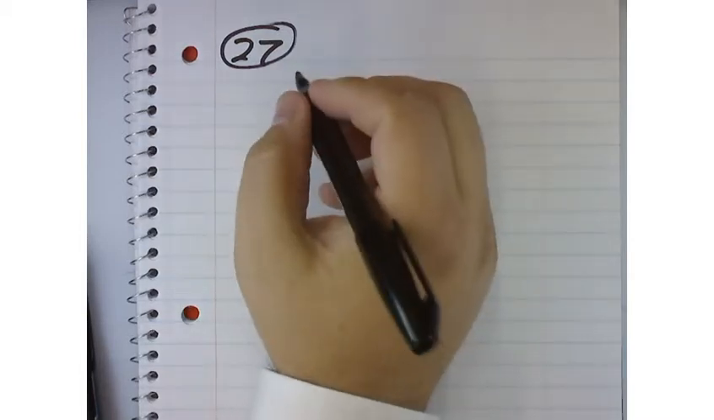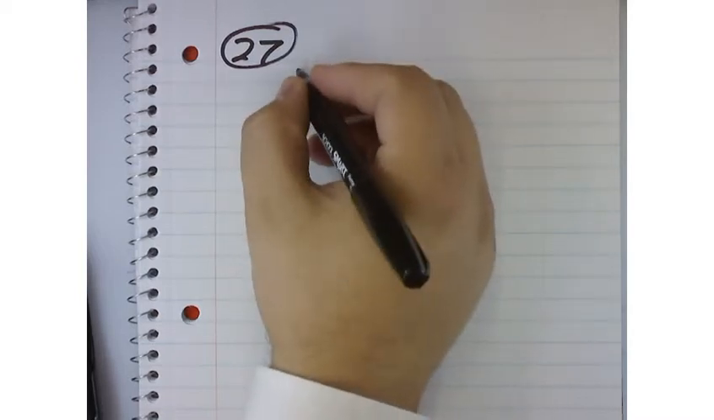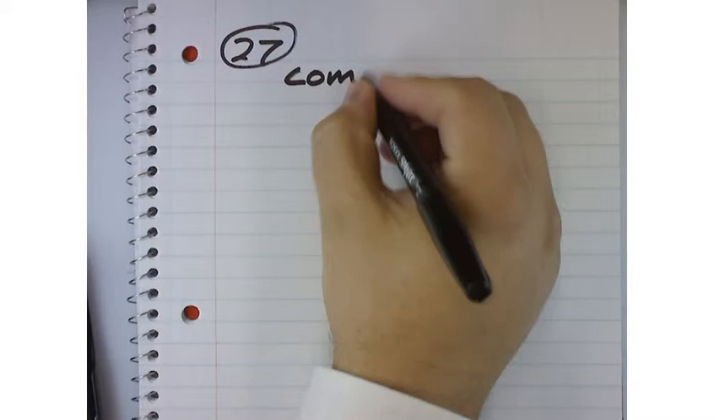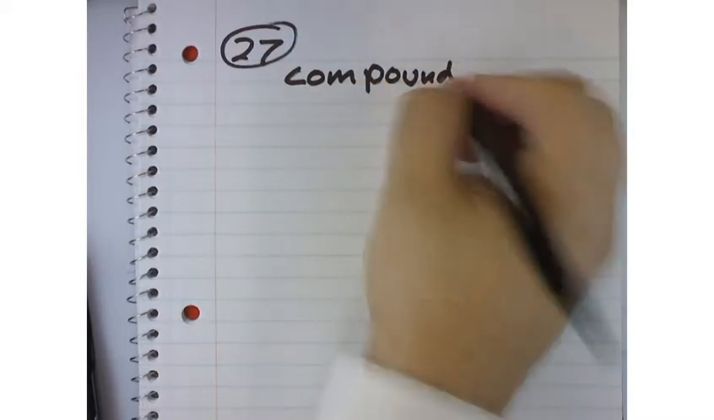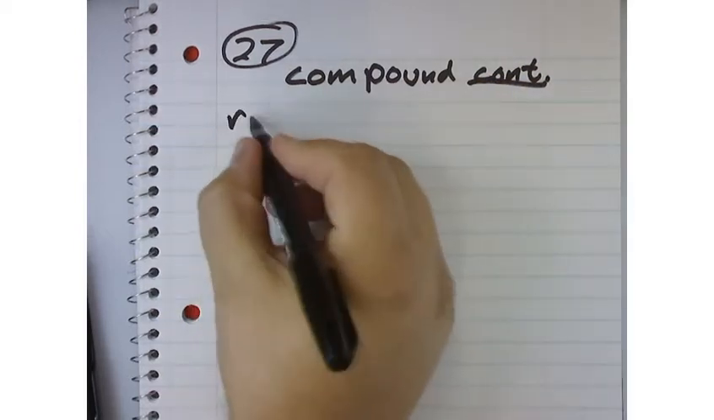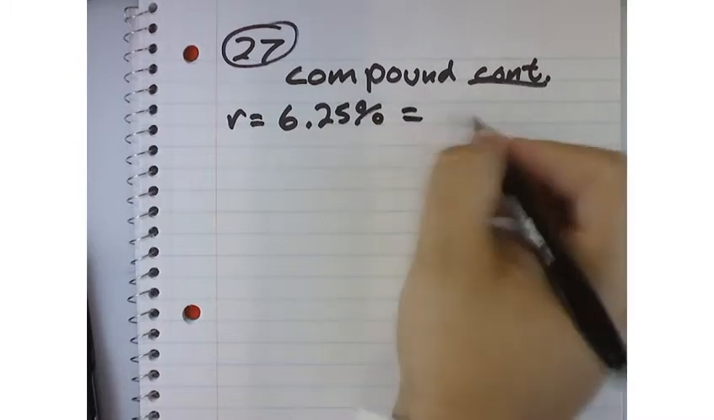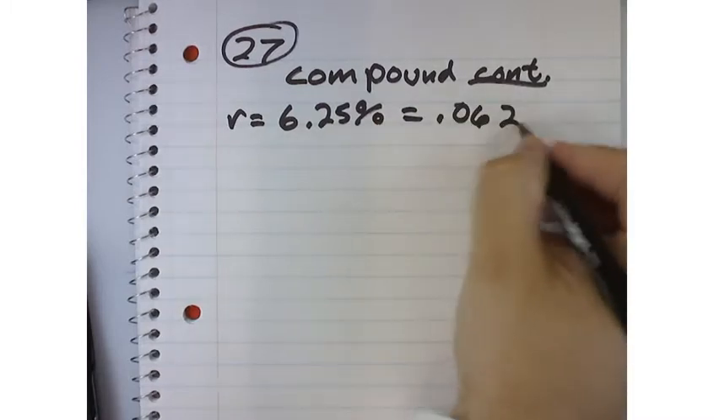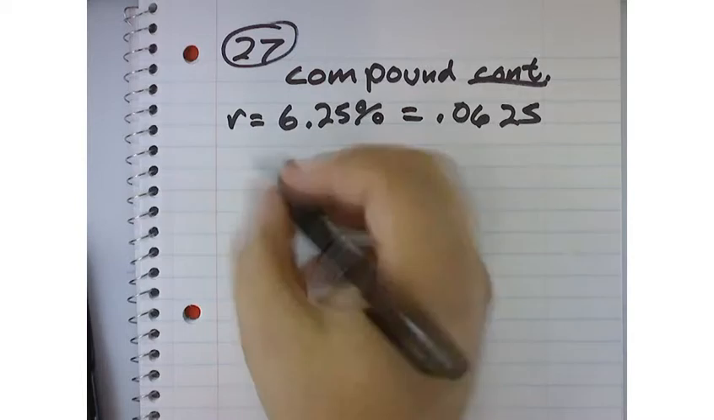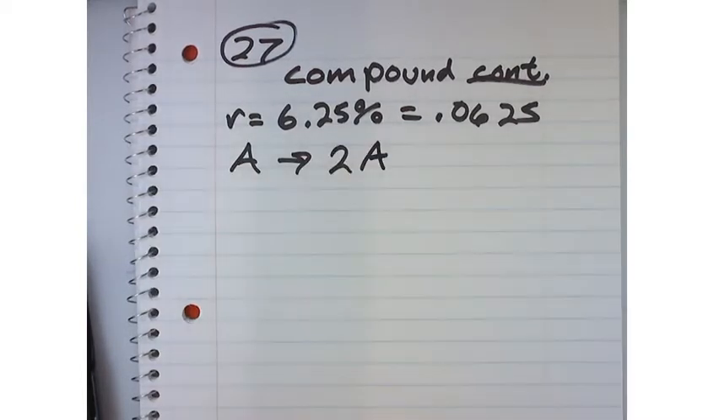So for 2027, same exact problem, except now we're going to compound continuously. So the key here is continuously. So just like before, our rate was 6.25%, which as a decimal is 0.0625. We still don't know the original amount, but we know that we want to double our money, right? So now this just looks a little different.